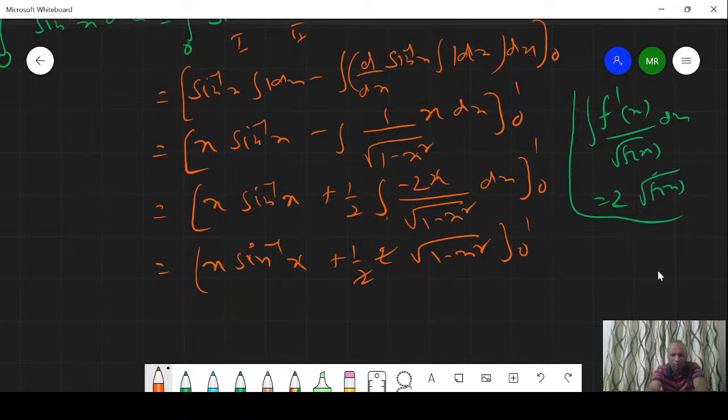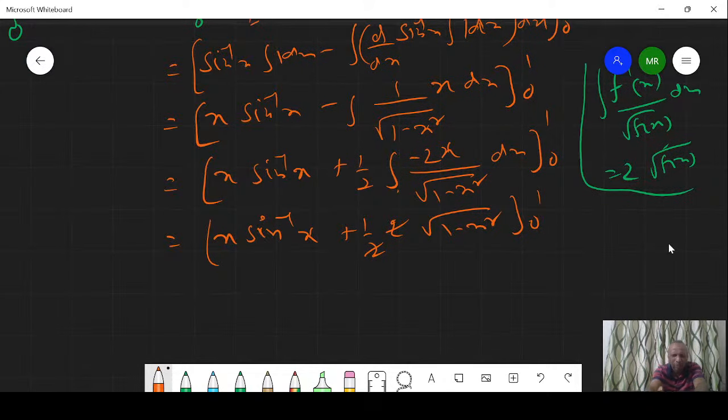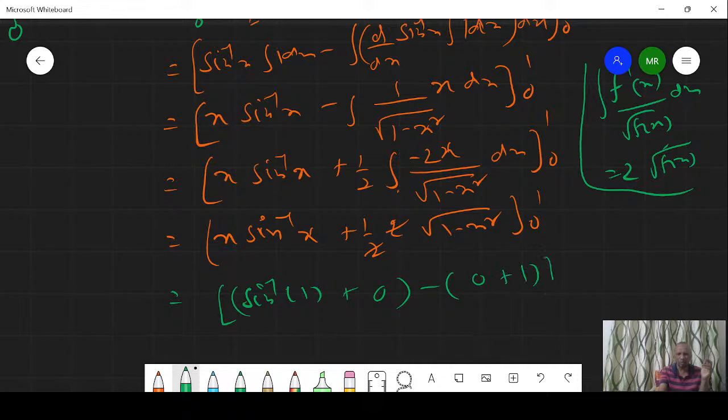Substitute the limit now. Again I will repeat that. If we substitute the upper limit 1 into x sin inverse x, it will be sin inverse 1, then 1 substituted in the root term will be 0. Minus the lower limit, substitute 0, this will be 0, and root 1 will become 1. So sin inverse 1 is pi by 2. Your answer will be pi by 2 minus 1. That is your answer.